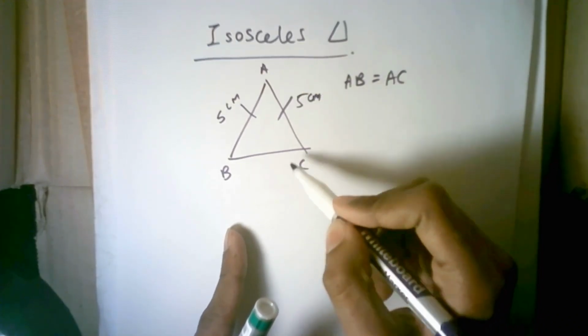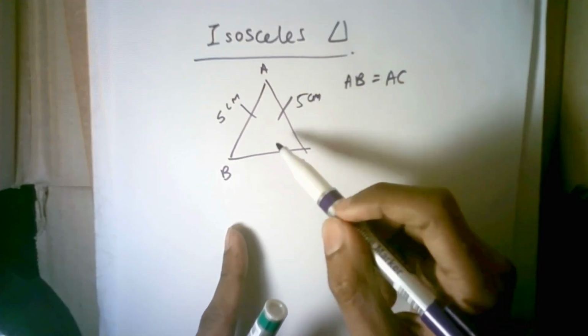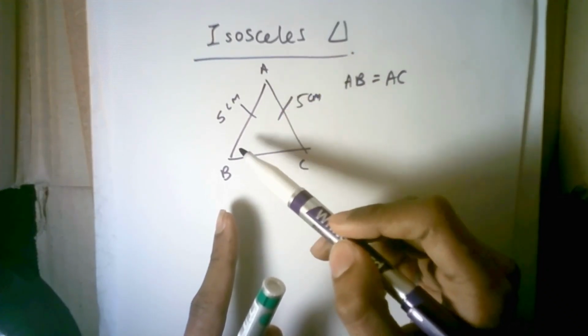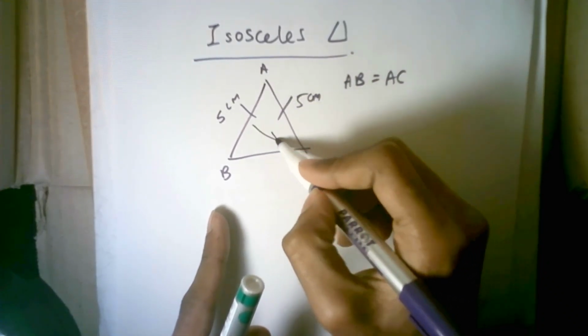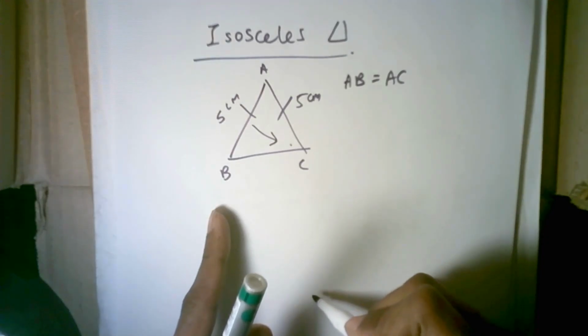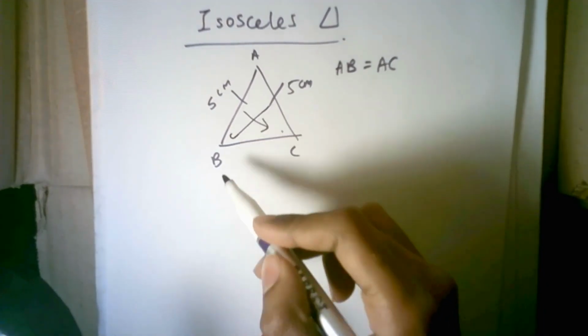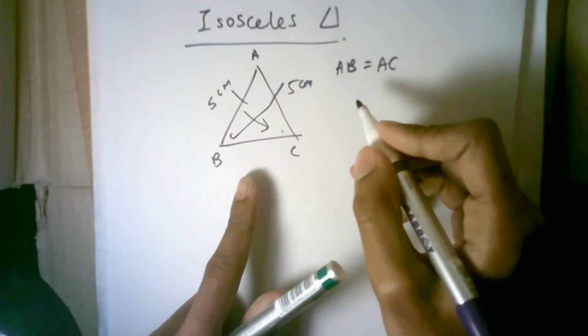Now, what angle is opposite to AB? That is angle C. That's one of the equal sides. And what angle is opposite to AC? That is angle B. So what we can conclude is that angle B is equal to angle C.